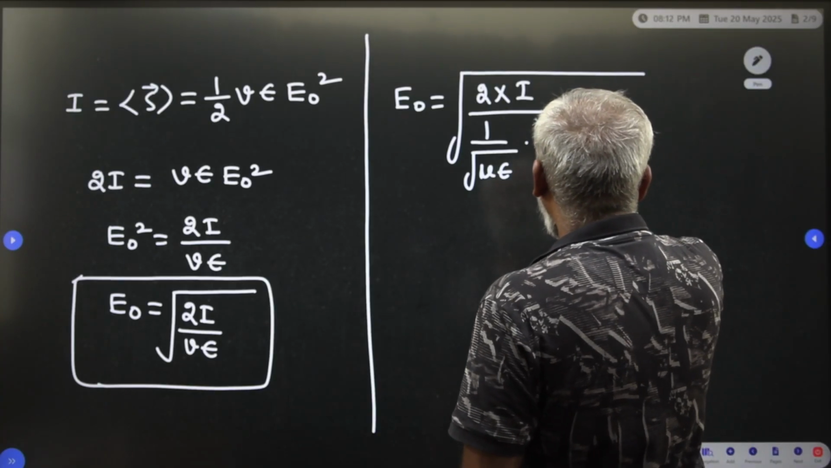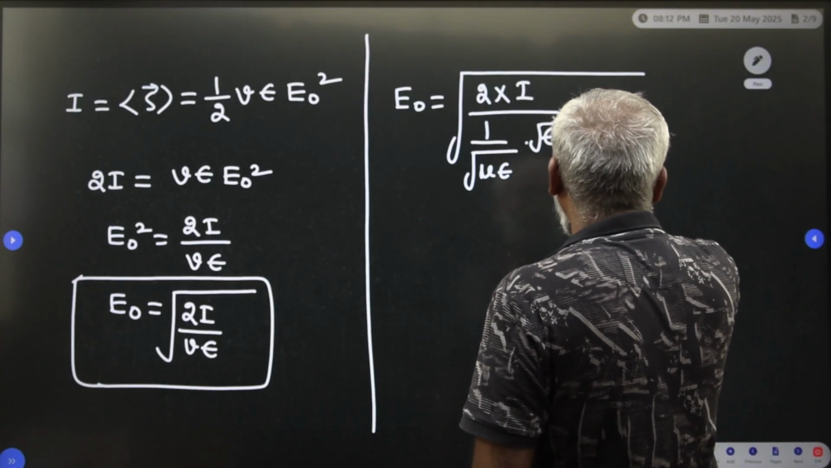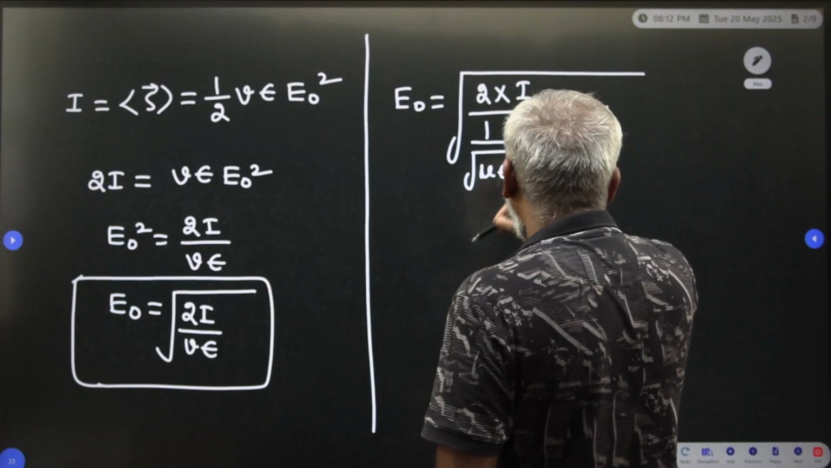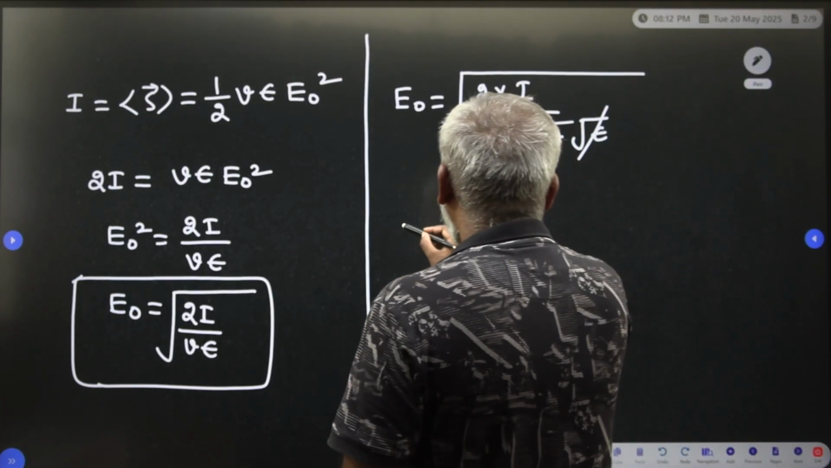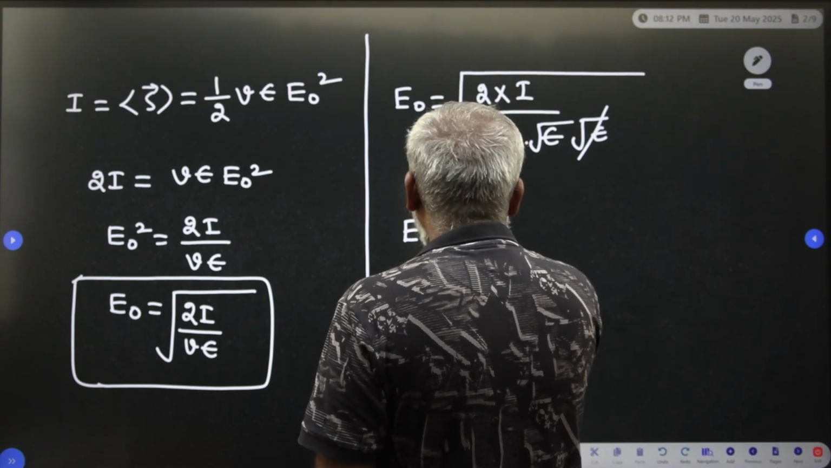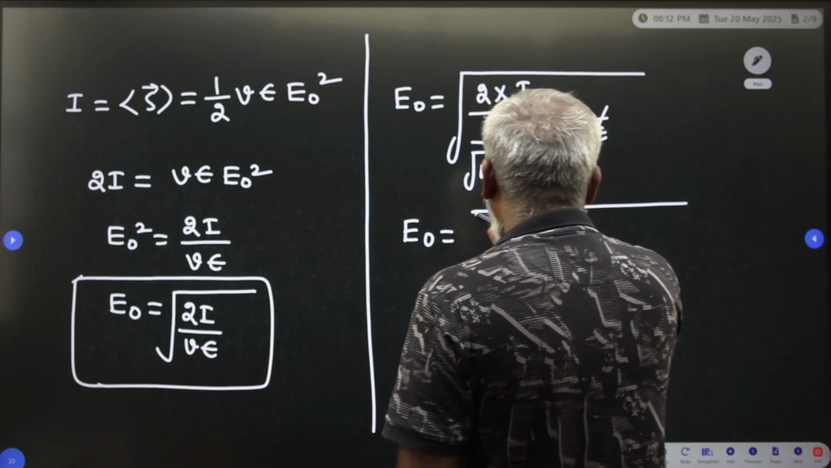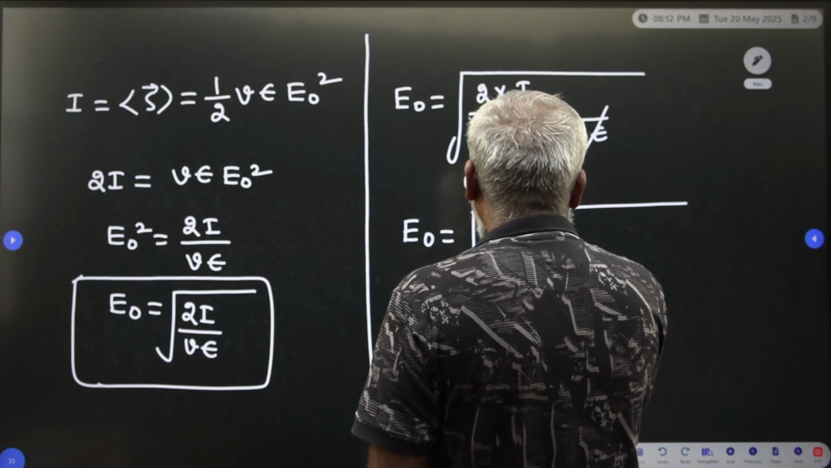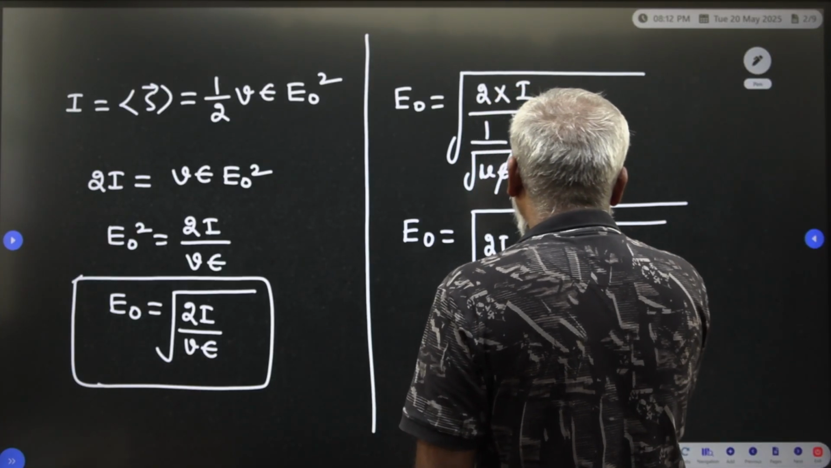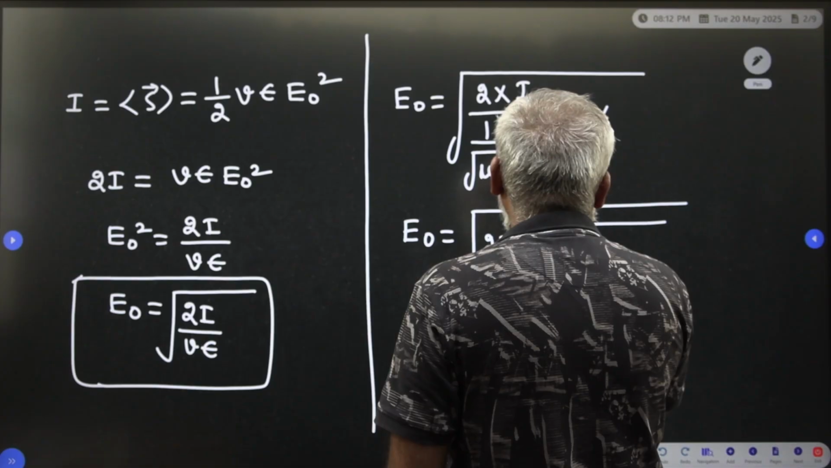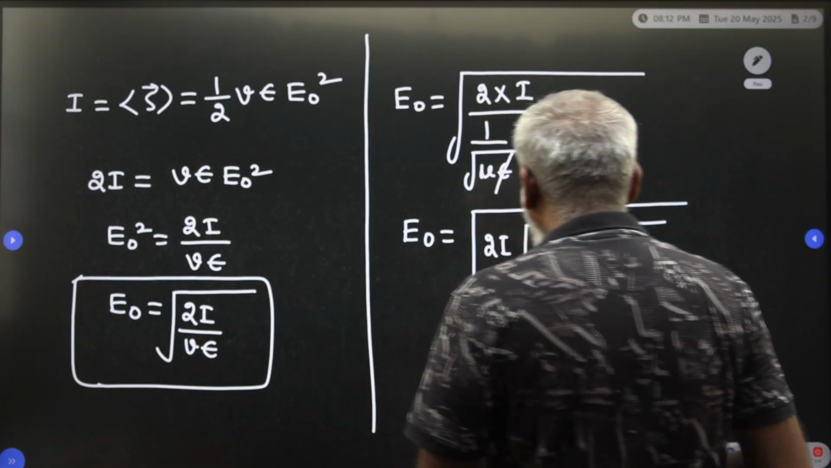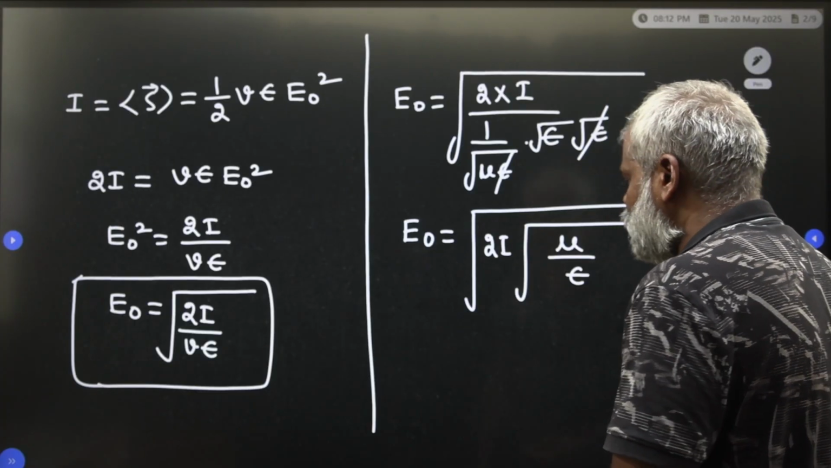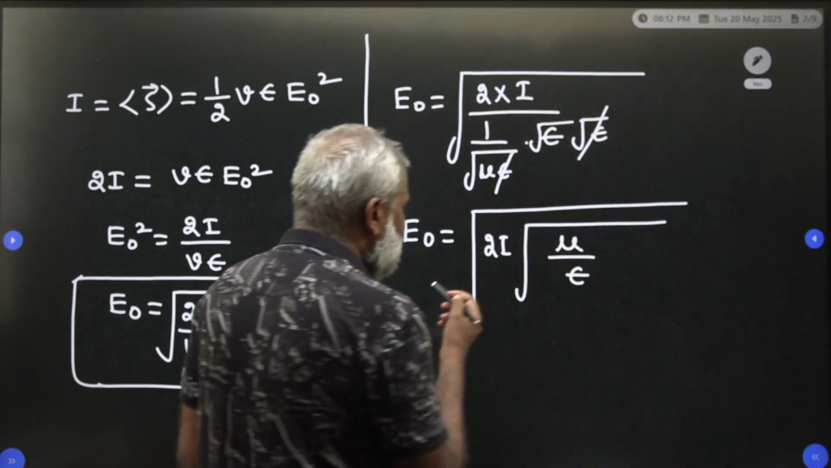So this epsilon you have to write as root epsilon into root epsilon; one root epsilon gets cancelled. Therefore, E naught is equal to square root of 2 into I into square root of mu divided by epsilon. Now you have to substitute the values.